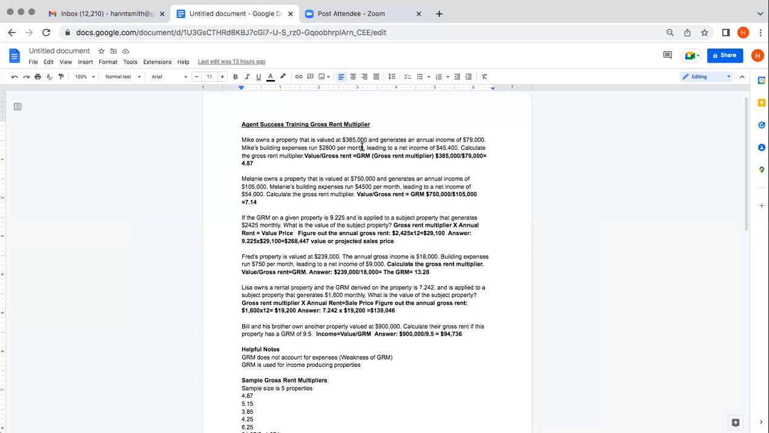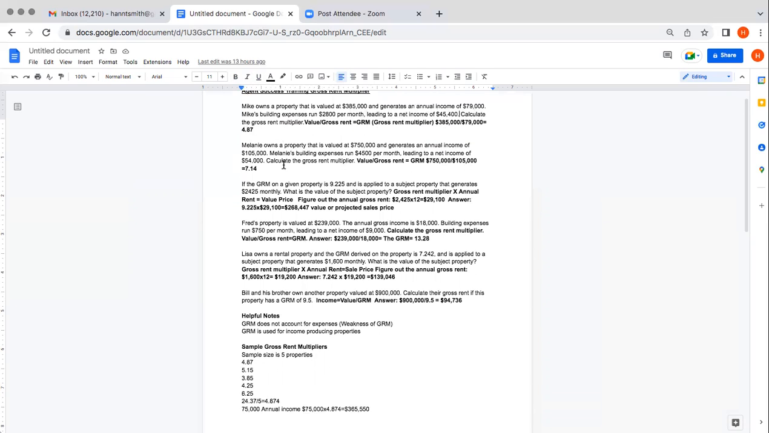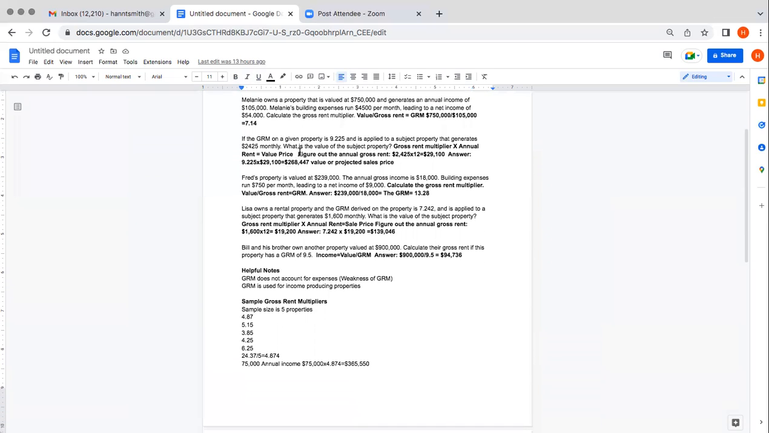And so that's a pretty easy calculation. You take the value divided by the gross rents, and you're going to come up with the answer for your property. $385,000 divided by 79,000 is a multiplier of 4.87. The next question is very similar to this question. Again, let's break it down.